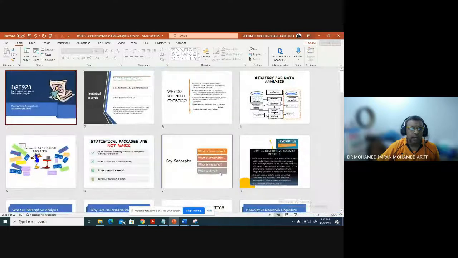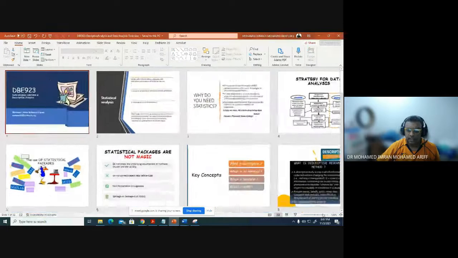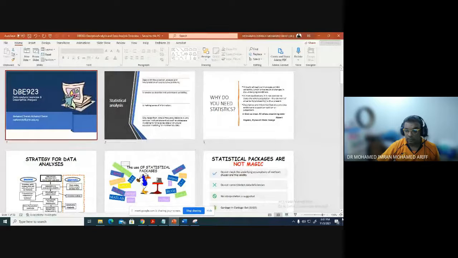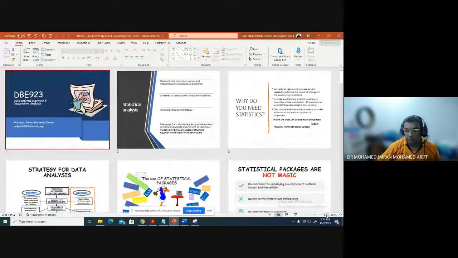Okay, so what we are going to look at today is a data analysis overview and descriptive analysis. What we are going to talk about today is mostly descriptive analysis. But the first few slides that we will start with, we are going to highlight the data analysis overview. Meaning to say, overall, what are we going to look at, right?